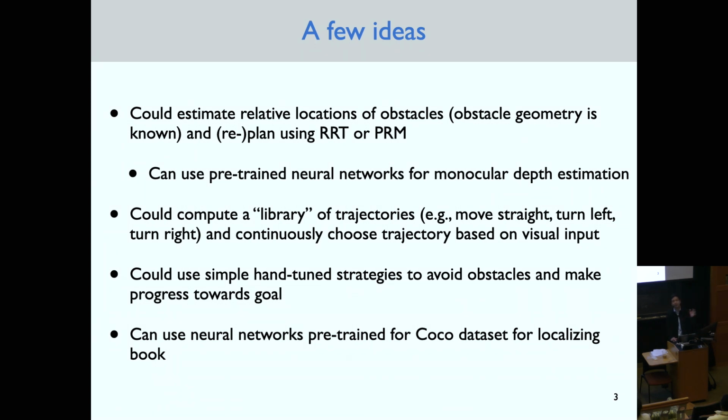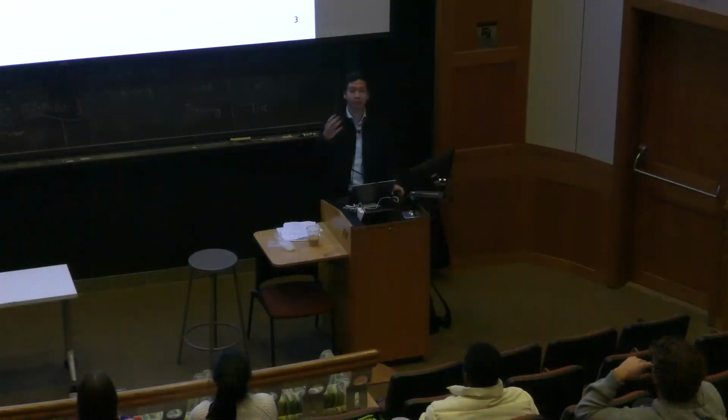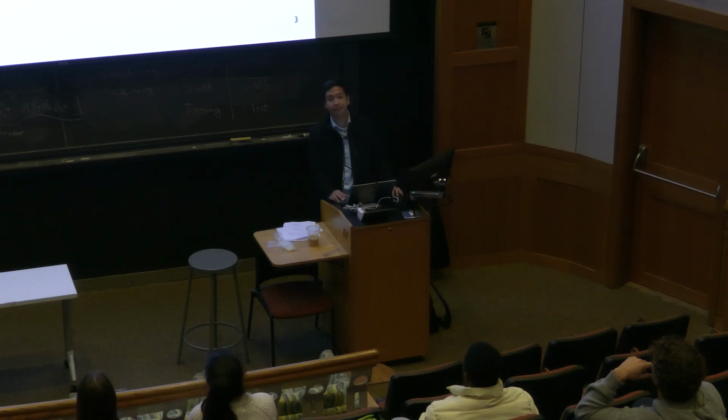You can compute some library of trajectories, like motion primitives: move straight, turn left, turn right, and so on, and then apply them sequentially as you see where the obstacles are. Hand-tuned strategies, like finding the largest gap and navigating towards that gap, are perfectly legal as well. Those kinds of strategies have worked pretty well in the past. They're relatively simple. There's some hand tuning, hand specification that goes on, but that's perfectly fine.